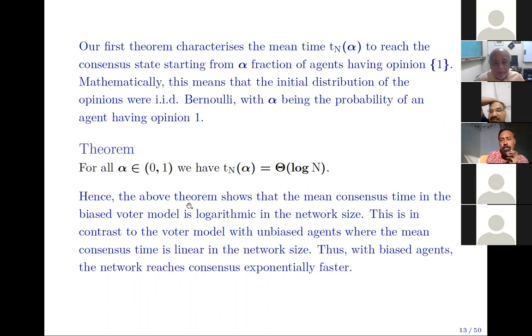Okay, so the above model shows that the mean consensus time in the biased voter model is logarithmic in the network size. And this is completely in contrast to the voter model with unbiased agents, where I mentioned that result, that the mean consensus time was n times H alpha, where H alpha was the entropy for the binomial n alpha distribution. So with biased agents, therefore, the network reaches consensus exponentially faster than the unbiased case.